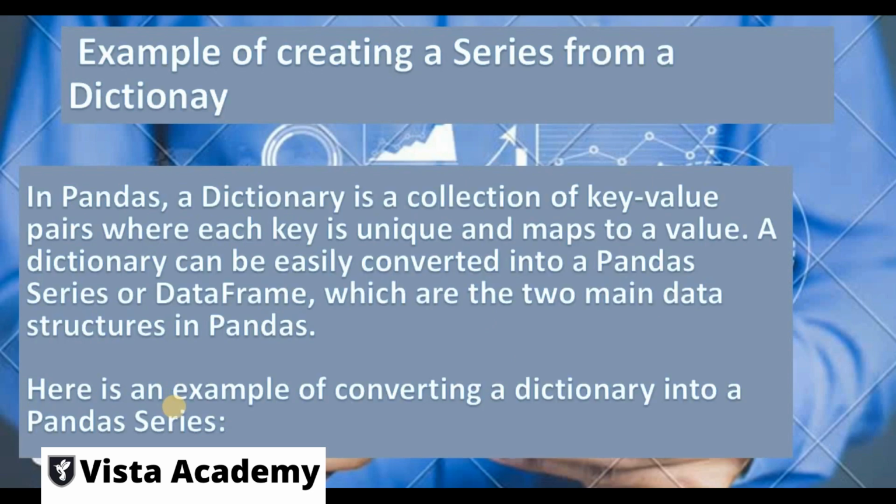Next is how to create a Series from a dictionary. In pandas, a dictionary is a collection of key-value pairs where each key is unique and mapped to a value. A dictionary can be easily converted into a pandas Series or DataFrame, which are the two main data structures in pandas. So let's see an example of converting a dictionary into a pandas Series here.